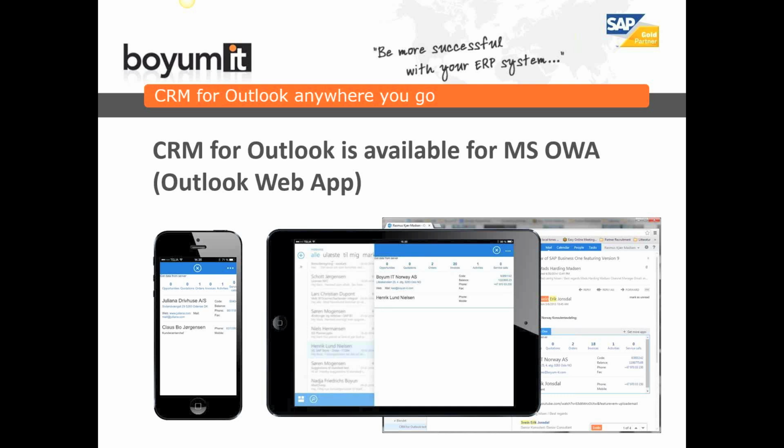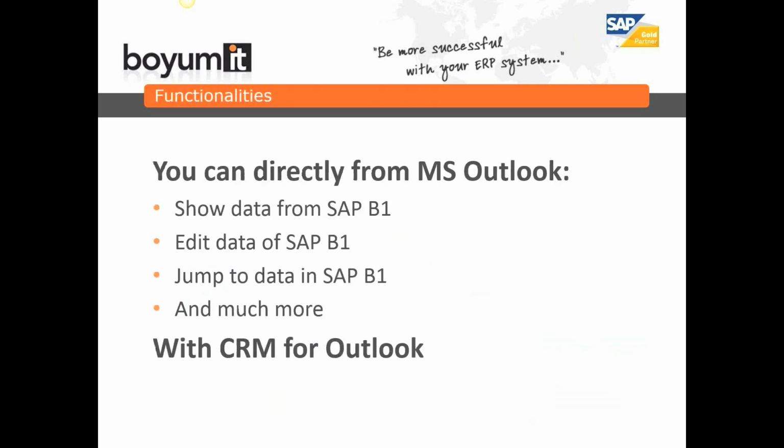So what's the functionality? Of course, I'm going to show you everything, but just as a high level, what you can do with the CRM for Outlook is, of course, to show data from SAP Business One, edit data on Business One, jump to data from SAP Business One, and we're going to see what it means to jump to information, and much, much more.